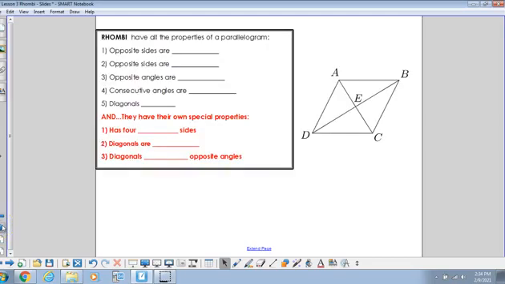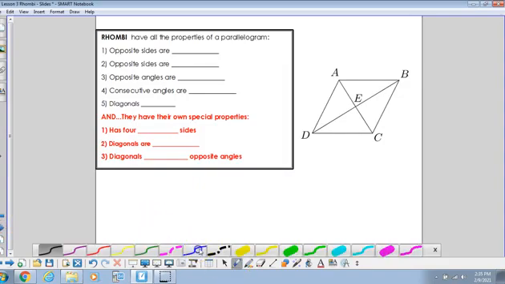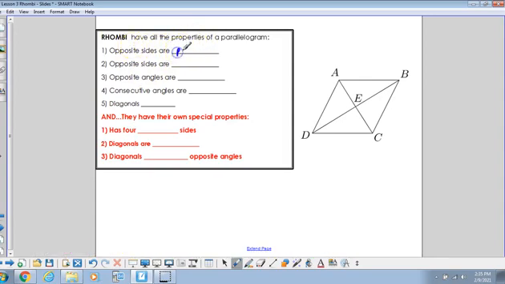So, since a rhombus is a particular type of parallelogram, it will have all of the properties of a parallelogram. So those 5 properties that we should know: 5 properties of a parallelogram. Opposite sides are parallel. Opposite sides are congruent. Opposite angles are congruent. Consecutive angles are supplementary. That means they add up to be 180 degrees. And the diagonals bisect each other.